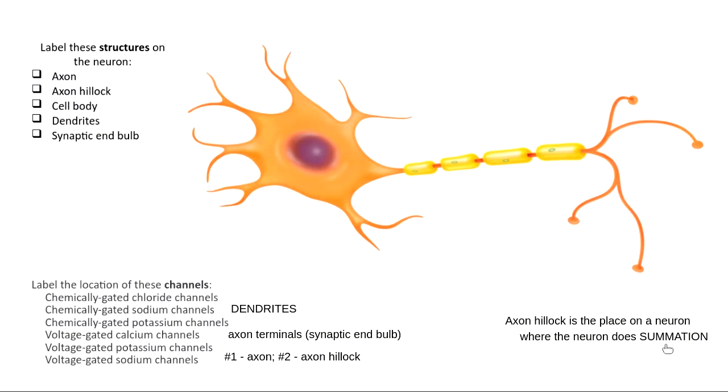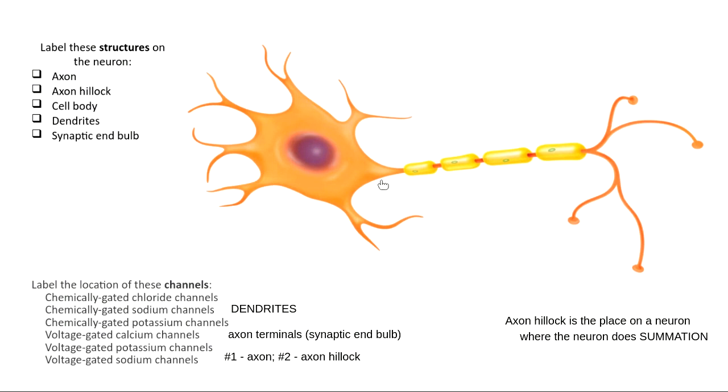So I'll help you out with your labeling here. This little triangle space right here, where my long axon that sticks out attaches to my cell body, this triangle space right here is the axon hillock. And this is the place where my neuron mixes together all of its messages, where it does summation.